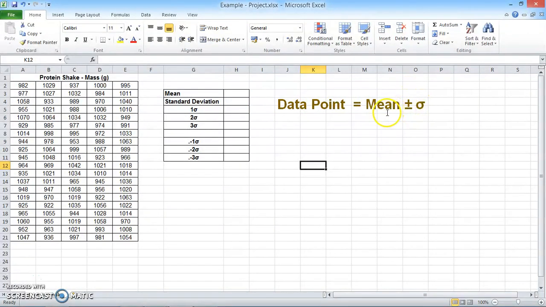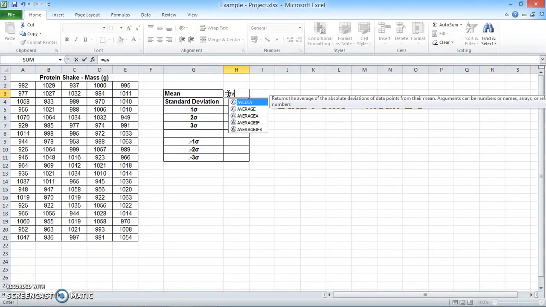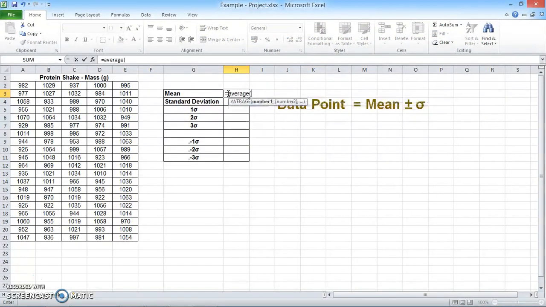Plus or minus, simply due to the fact that on the right hand side of the mean your values will be greater, and on the left hand side, 50% of your values will be less than the mean. So let's jump into it. It's going to be quick, easy peasy. To calculate your mean, it is equal to your average. Open up your bracket, and now you'll select all your data. Okay, close your bracket.